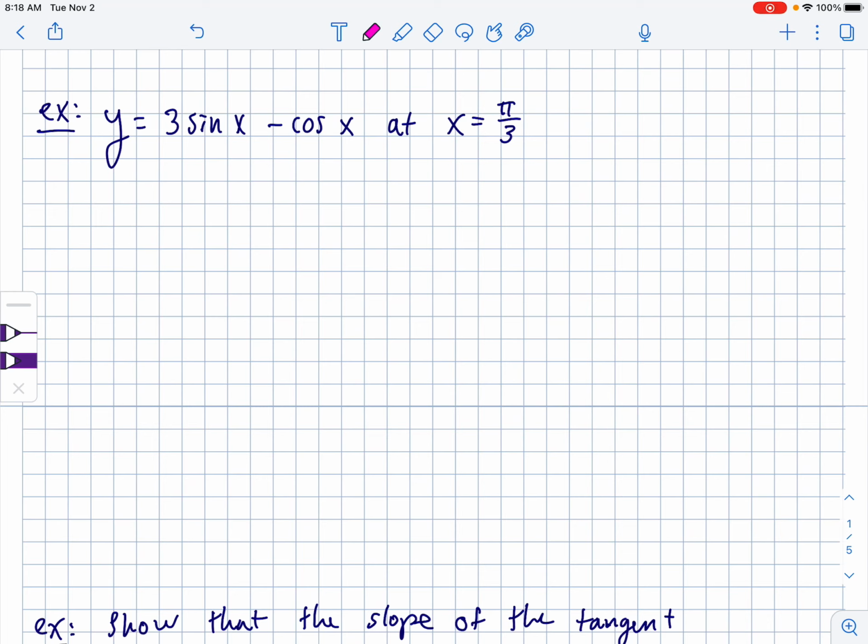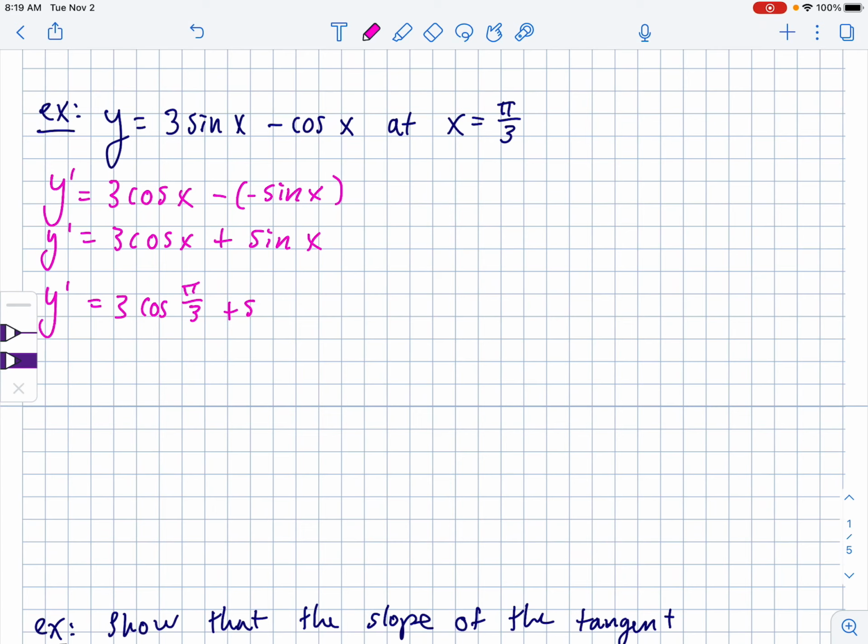The next one, sine and cosine. Also, we're going to plug in x equals pi over 3. Get out your unit circles, guys. Actually, just kidding, don't, because all you really have to do is draw a right triangle in a circle, which I'll show you how to do in this problem. So, first step, differentiate. Derivative of sine is cosine, so that becomes 3 cosine x, and the derivative of cosine is negative sine of x. So then we get y prime equals 3 cos x plus sine of x. Now we're going to plug in the pi over 3. So we get 3 cosine pi over 3 plus sine pi over 3.